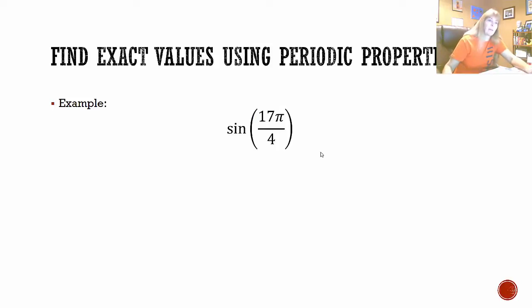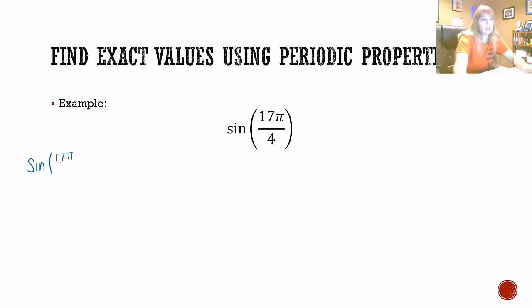Okay, so for example, I want to figure out how to find the exact value using periodic properties. Now, one hint here definitely is, I'm looking at this, I don't know, we haven't done anything with 17 pi over 4. So I need to figure out where is 17 pi over 4? Now, I do this two different ways. I tend to be okay with this first way. I think a lot of students don't like this way, and I know why, is because you guys don't like fractions.